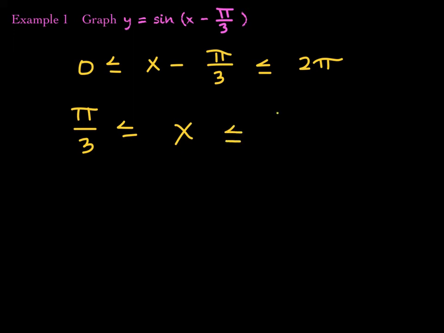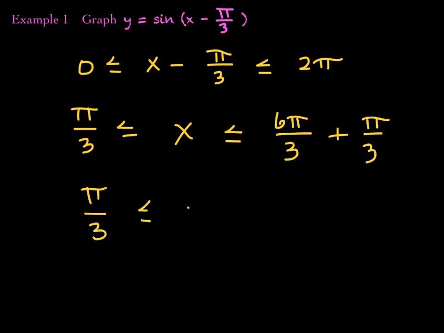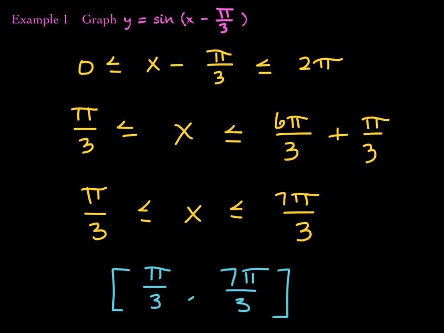Now, remember 2 pi is equivalent to 6 pi over 3. So when we add pi over 3 to 2 pi, we get 7 pi over 3. This is the interval over which this function completes one period. So this is the interval here. And so what we're going to do at this point is the same thing that we were doing in an earlier lesson. And that is we're going to take this interval and divide it into 4 equal parts to find those 5 important values.